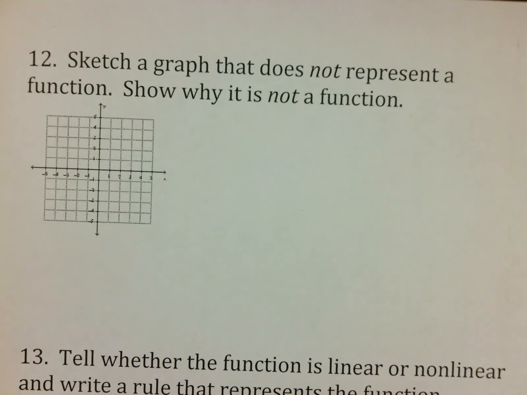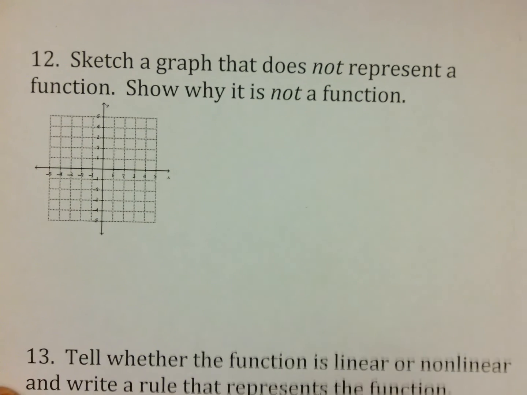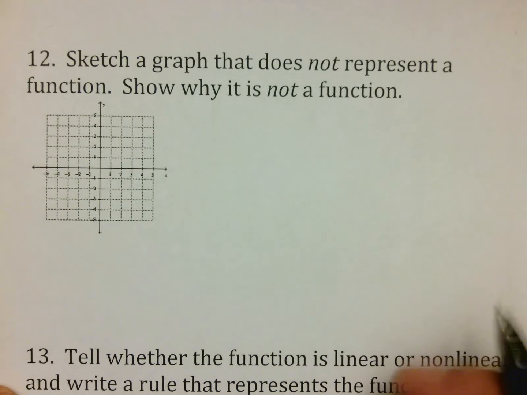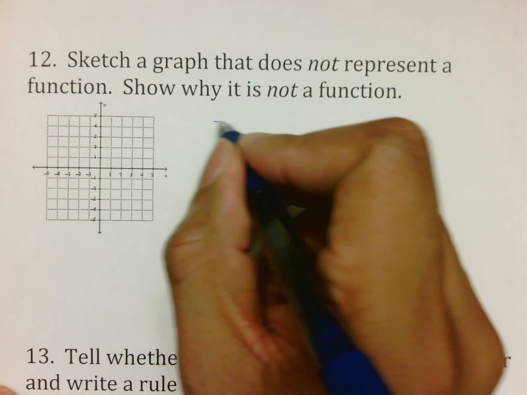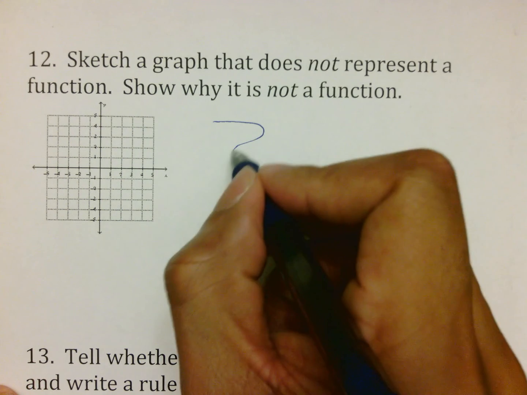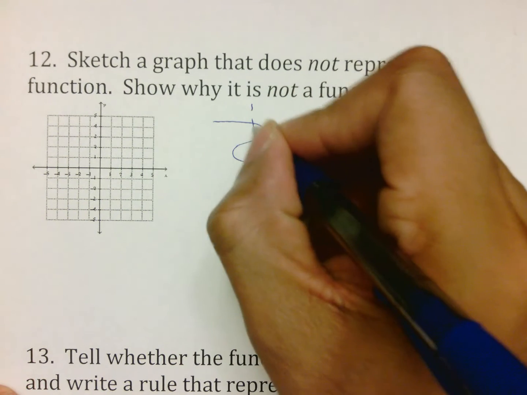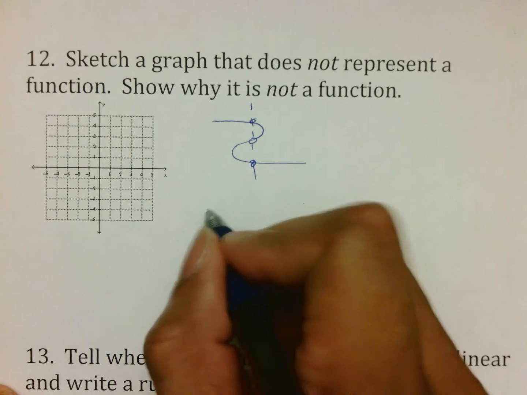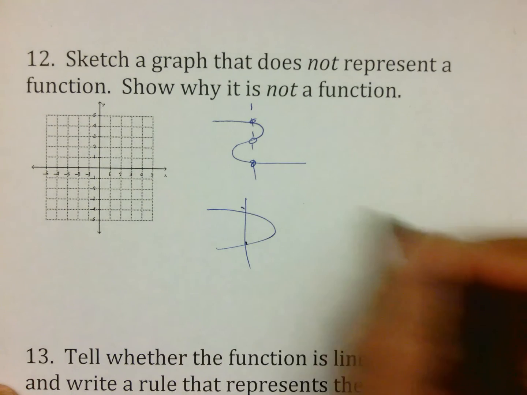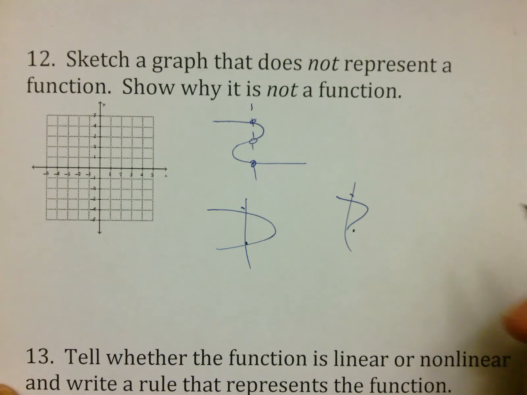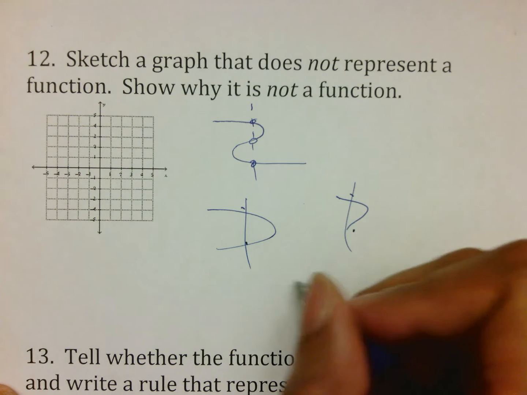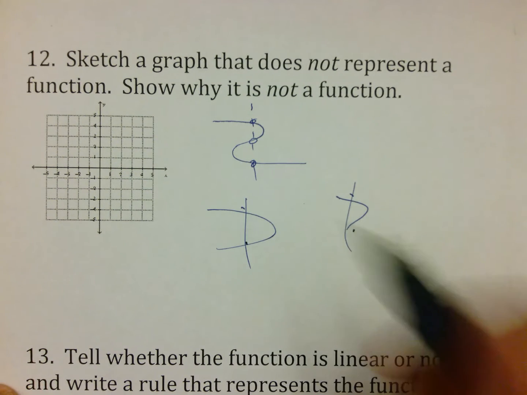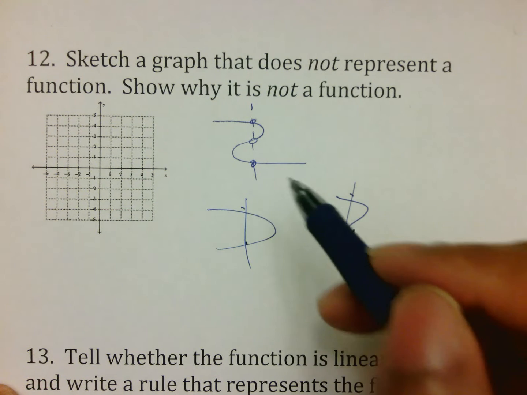12, I don't think so many got right. There are a lot more people that missed 12 than missed 11 because they don't understand what a function is not. A function is not something that folds under itself. As soon as that folds under, and you can find one vertical line that crosses more than once, that is not a function. So a sideways U fails. A sideways V fails. Anything where it's going to cross under itself is going to fail. Now, you're not going to sketch a graph on this.